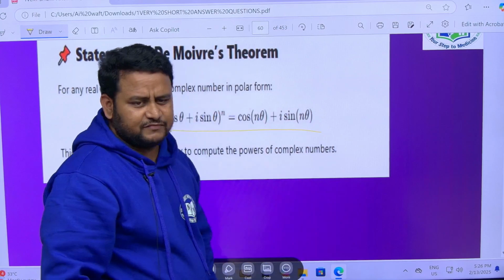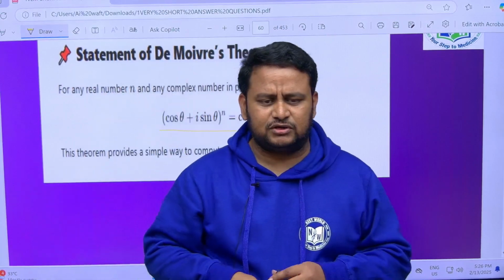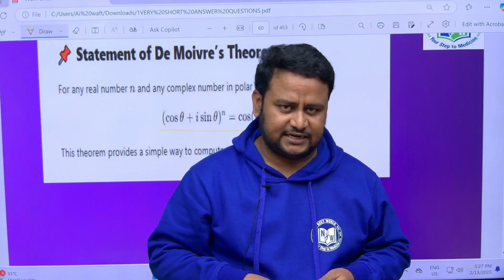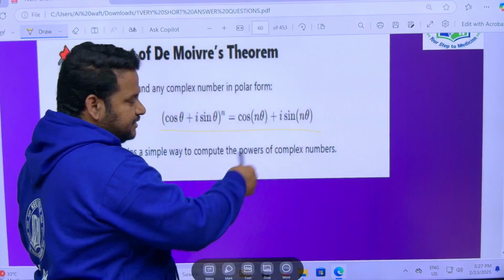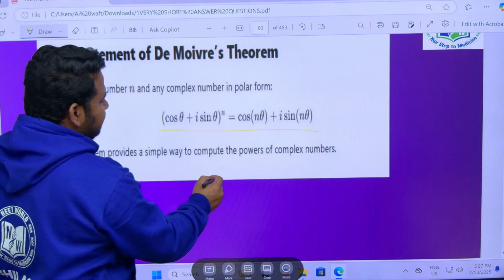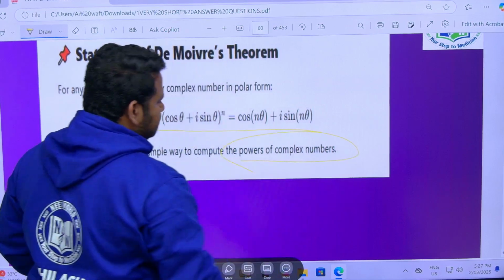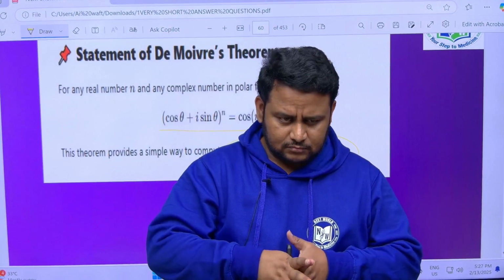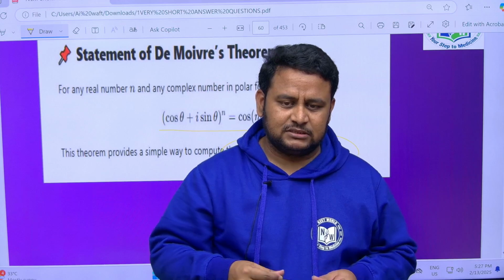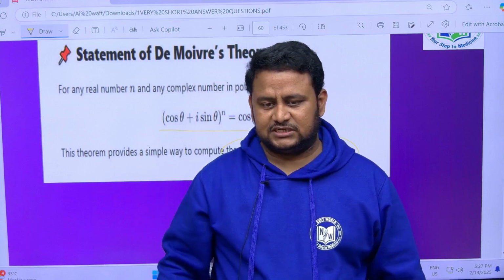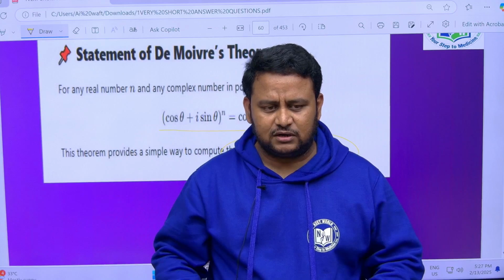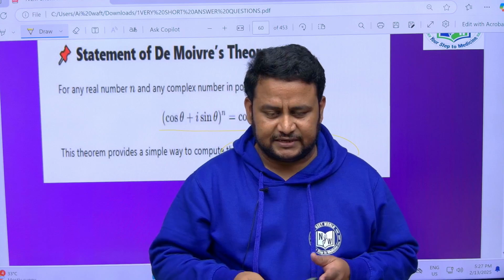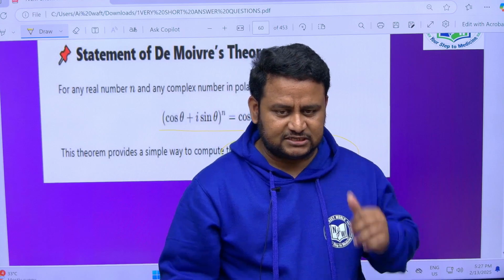De-Moivre's theorem we are going to define in our syllabus for integer index, that is integral index, and also rational index. But the statement remains the same. This theorem provides a simple way to compute the powers of complex numbers. That is what powers of complex numbers means: how to compute them. For that, De-Moivre's theorem is used. That is what we saw when I explained the need for complex numbers and De-Moivre's theorem in making animated videos and images, when I gave the example of pixels.